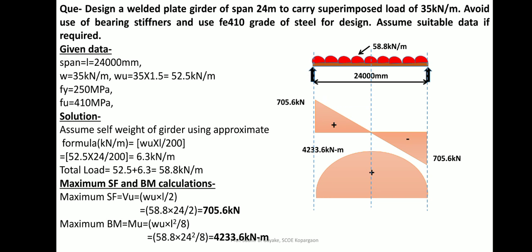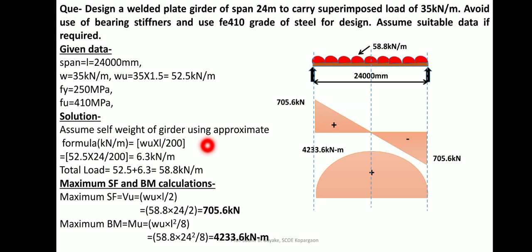In this diagram you can observe the uniformly distributed load, span, maximum shear force and maximum bending moment. But initially, as it is a working load, it is to be multiplied with 1.5. Calculate the factored load; Fu and Fy are given. So the factored load is the UDL, maximum bending moment will be WL square by 8 and maximum shear force will be W into L by 2. Correct? So the same values are calculated here. After that you are required to take the self weight.